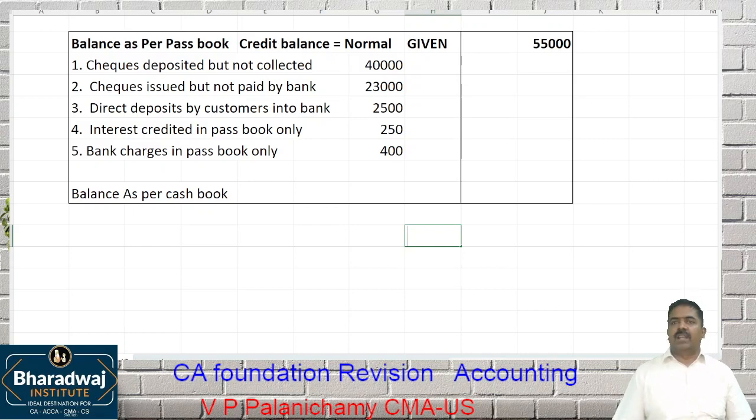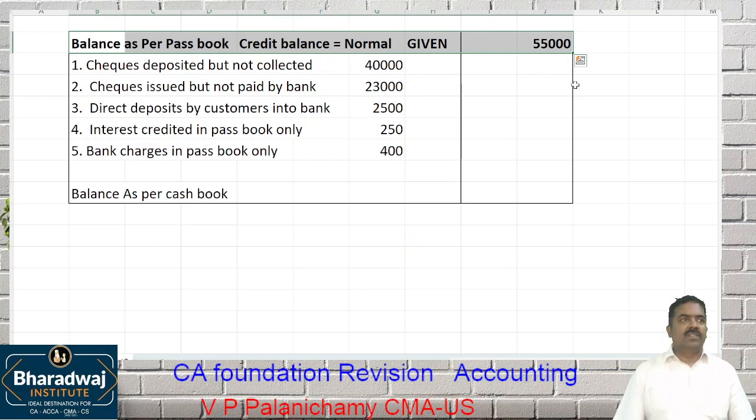We'll begin with balance as per which one? Passbook. Who are we now? Banker. We are a banker. According to the customer, you adjust, you will get the customer's balance. When balance as per passbook is given, it's simple.